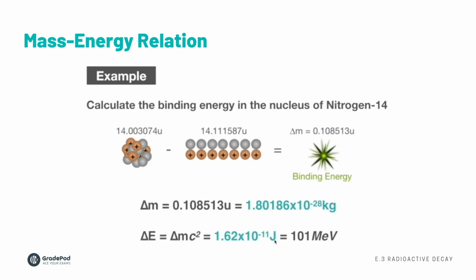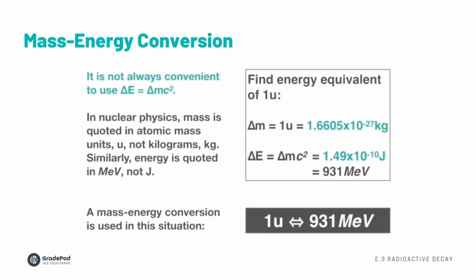I'm not sure how happy I am with that because we've had to go back to kilograms and we've had to go back to joules. It seems a bit messy. And what we really want to do is use atomic mass units and mega electron volts. Let's have a look at this mass energy conversion. It's not always convenient to use E equals mc squared. In nuclear physics, mass is quoted in atomic mass units, not kilograms. And similarly, energy is quoted in mega electron volts, not joules.